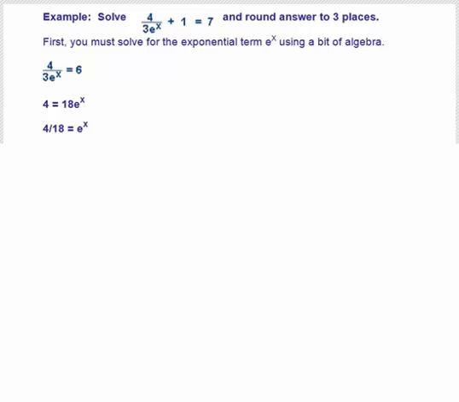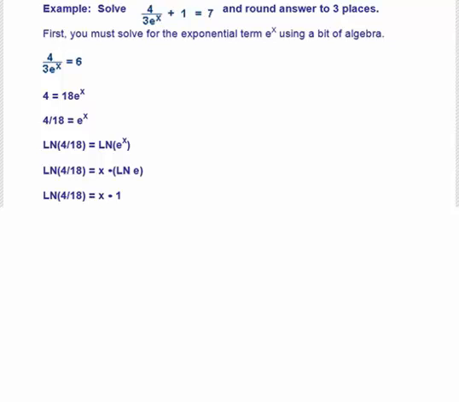Now we can solve this by logging both sides. Again, since this is a base e exponential, we use the natural log. We get natural log of 4/18 equals natural log of e to the x. And by the exponent property, we can move that x out front. And once again, we have ln of e turning into 1, so we have ln of 4/18 equals x times 1, which gives us a solution of x equals natural log of 4/18.